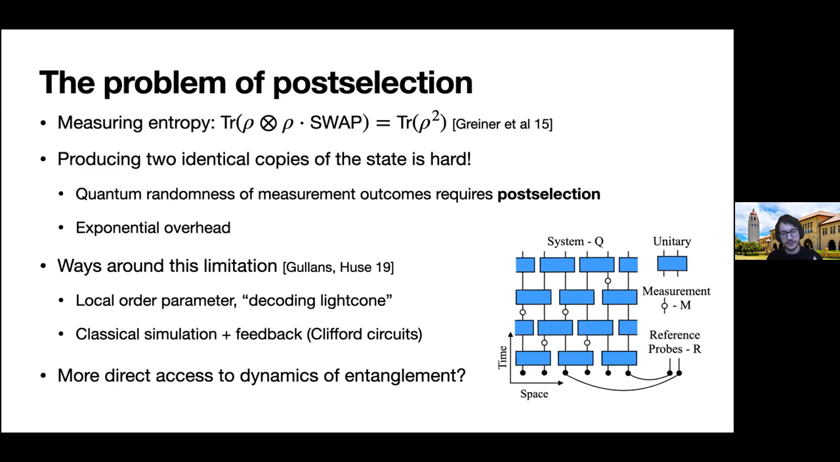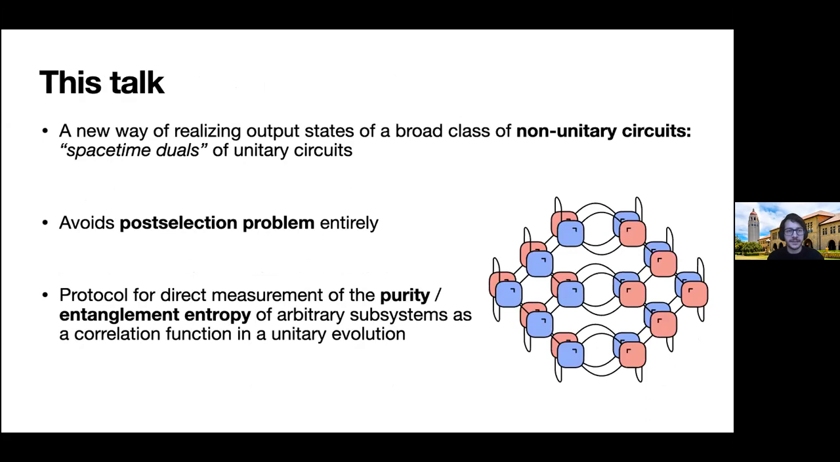However, this is somewhat constraining, and it would be great to have more direct access to the dynamics of entanglement to the extent possible. So in this talk, I will present a new way of realizing the output states of a broad class of non-unitary circuits. And these are all circuits which are spacetime duals of unitary circuits, which I'll define in a moment. And this method avoids the problem of postselection entirely. And it gives you direct access to the purity that is associated to the entanglement entropy of either the whole system or arbitrary subsystems of it. And you obtain that as a peculiar correlation function in an associated unitary evolution.